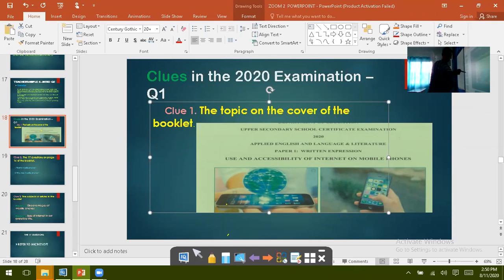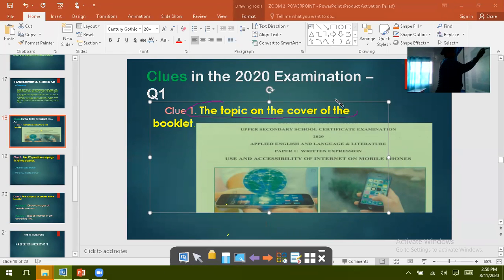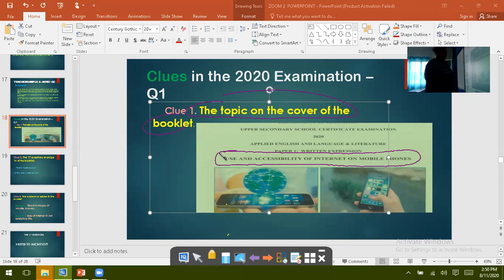There are clues in this booklet. We have always been talking about the set of questions in the introductory page, but there are three places where you can identify clues. The first one is the topic on the cover of the booklet, which is this: Use and accessibility of internet on mobile phones.